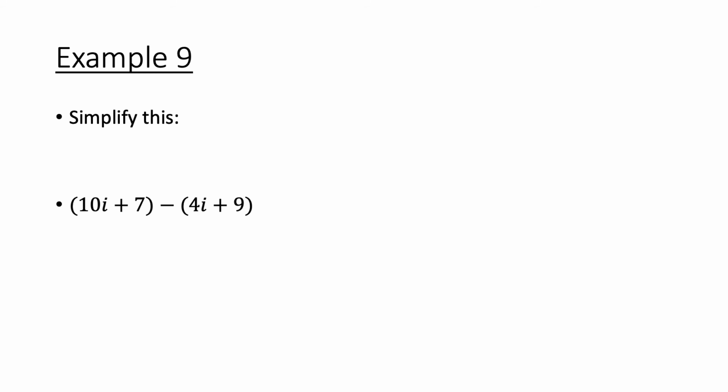Right, guys, example number 9, simplify, okay, so complex numbers. So collect like terms. 10i plus 7 minus 4i plus 9. 10i minus 4i is equal to 6i. 7 plus 9 is going to be 7 minus 9, which is going to be minus 2. Or minus 2 plus 6i.